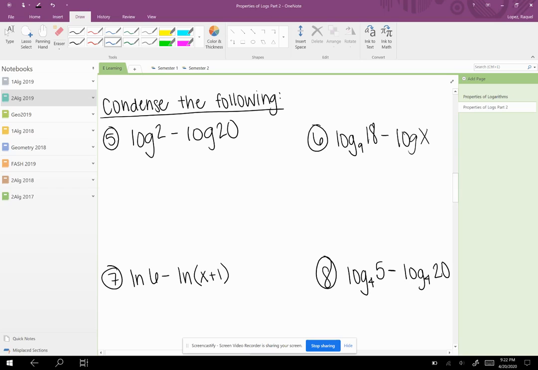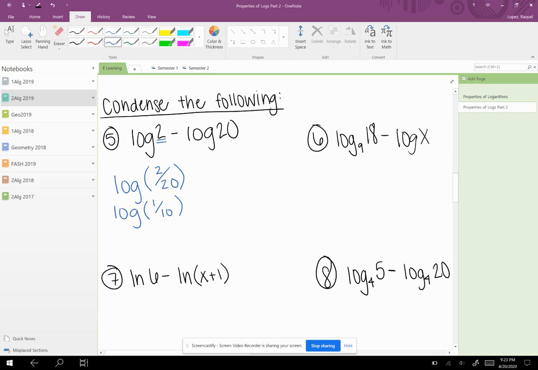Let's try condensing. This time I've got log of 2 minus log of 20. If I'm trying to write it as a single log, the input that's first is 2, so that's going to go in my numerator. 20 is going to go in my denominator. And then I can simplify. So that becomes log of 2 over 20, which is another way of saying 1/10.